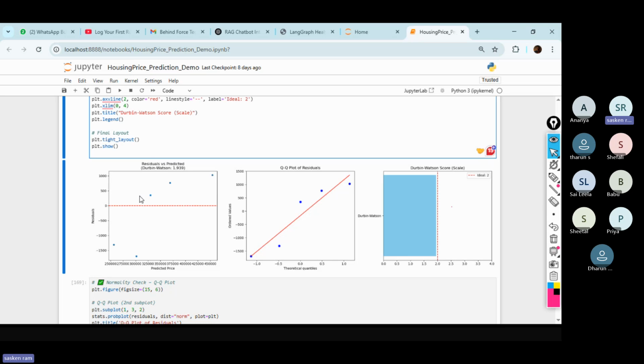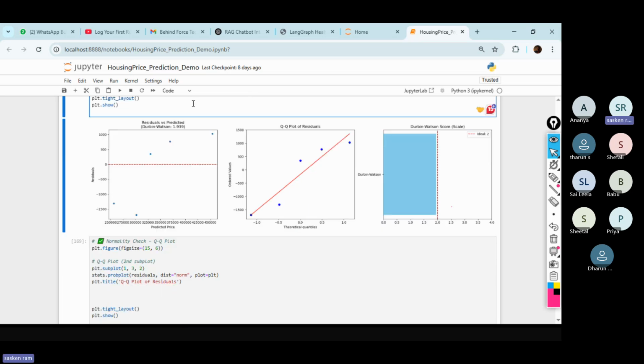The first one is residuals versus predicted. On the left one, this checks whether the model has captured any pattern. The x-axis has the predicted values, and the y-axis has the residuals. The red dotted line is at 0. That means you have a well balanced, well behaved model. Here the values are randomly scattered, so we can say it is kind of good.